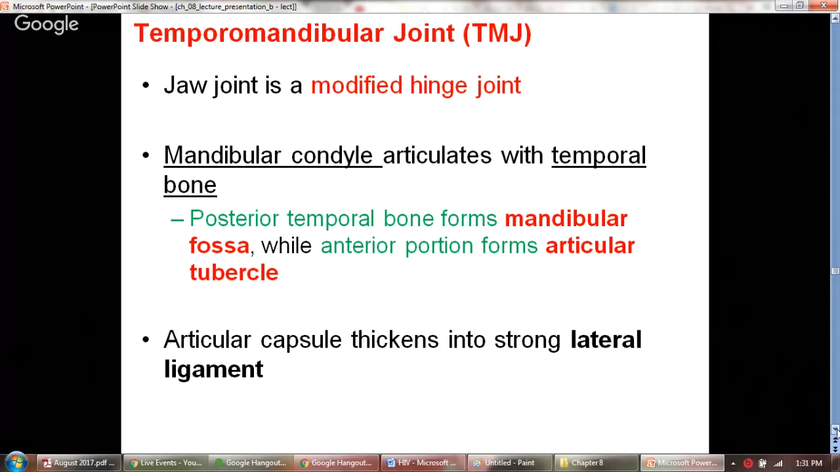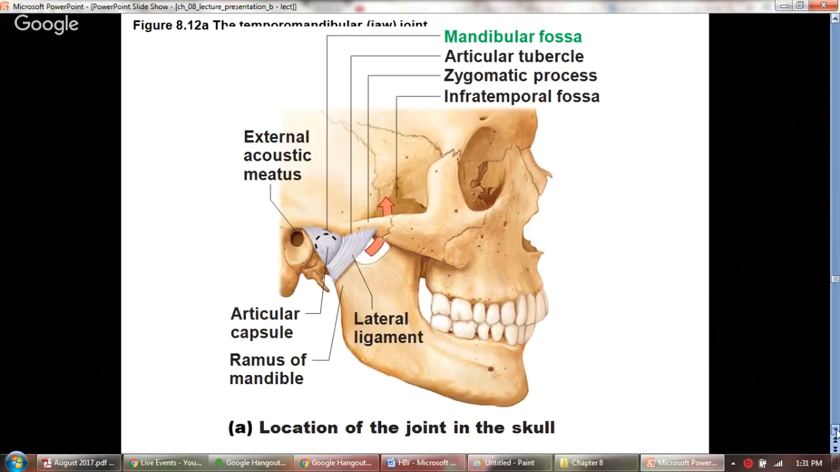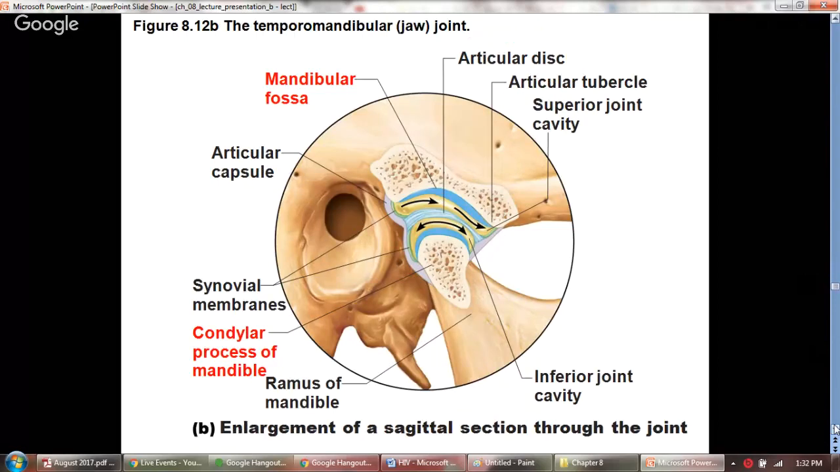The articular capsule thickens into strong lateral ligaments in this joint, and you would see the articular capsule over here in this figure, and you would see the mandibular fossa over here. You don't see the articular tubercle, but you would find it over here when you remove this lateral ligament of the temporomandibular joint. Here it shows the mandibular fossa, over here the articular tubercle anteriorly, and you would see the condylar processes of the mandible over here, and the inferior joint cavity over here.